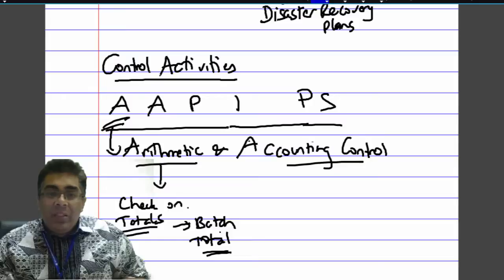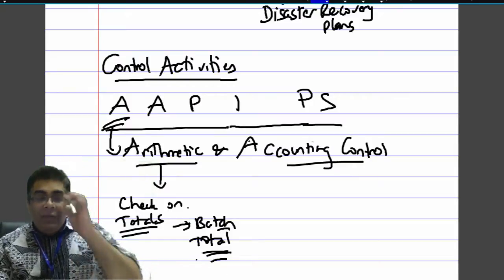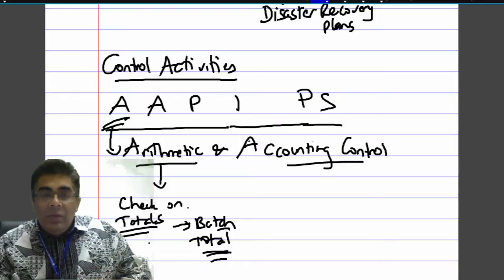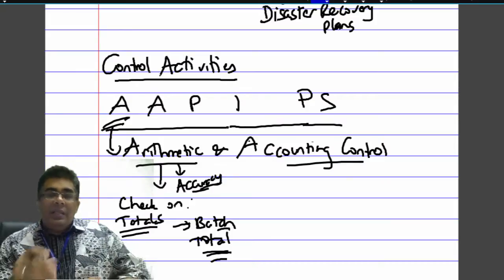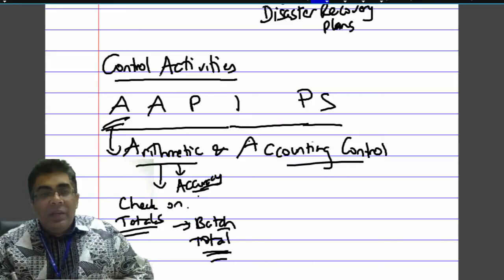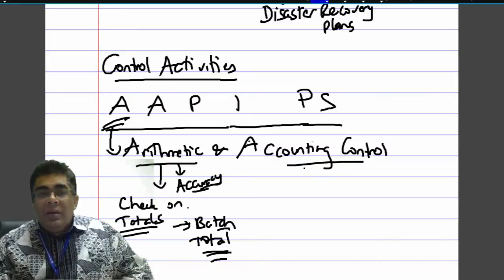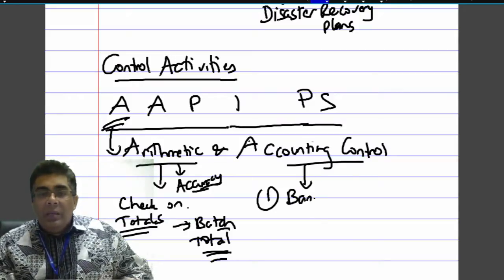So this is a batch control, right? And then every time we want to fill up a particular data, there is an arithmetic check on it, to check accuracy. So there is an accuracy check on every transaction. That means we will normally say that is this figure verified by another person. So there is a verification that is going on. Then what are the accounting controls? We are talking about bank reconciliation.